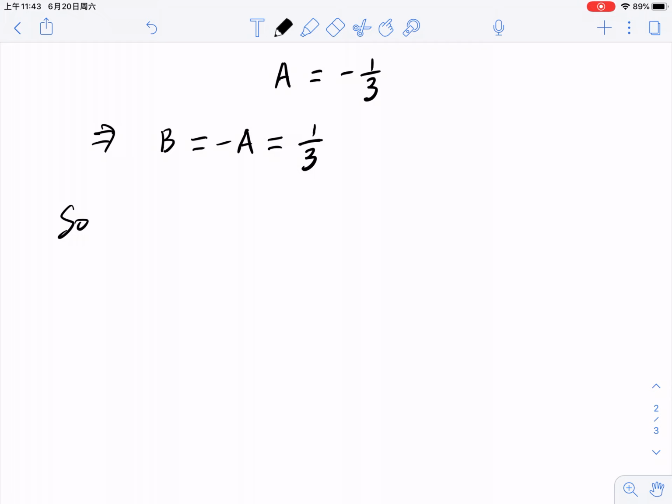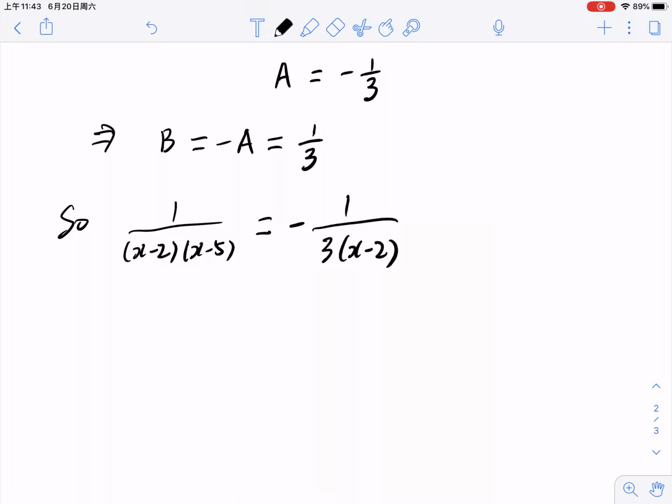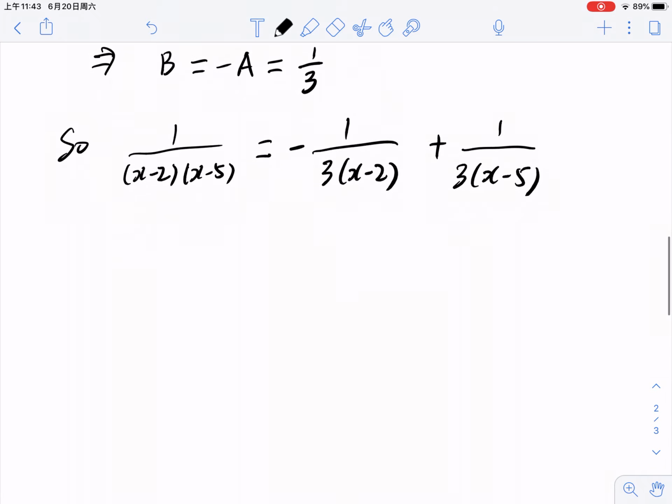So that is 1 over (x minus 2)(x minus 5) is equal to negative 1 over 3(x minus 2), then plus 1 over 3(x minus 5). So this is example 1.